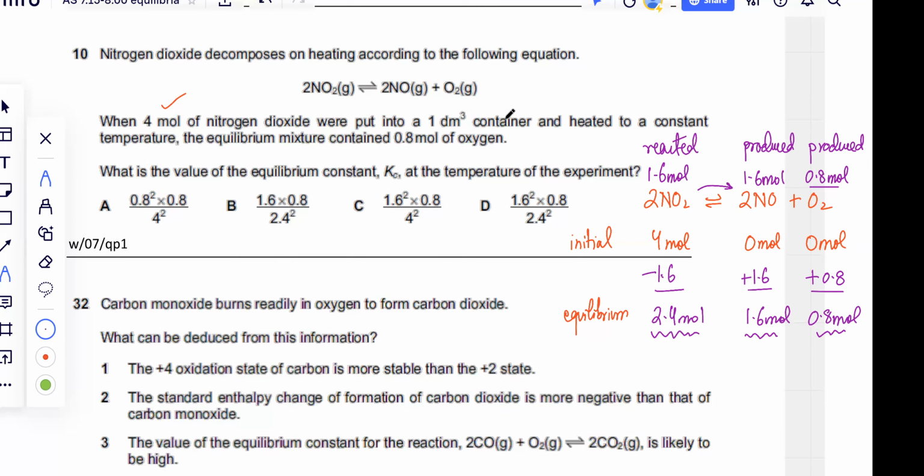Anyway, the last part is I told you not to use moles, use concentration. So it's a 1 dm cube container. So divide everything by 1 dm cube. It would become mole per dm cube. That would be concentration. Dividing by 1 doesn't really affect any calculation as such.